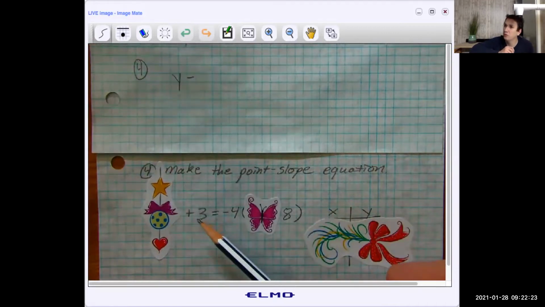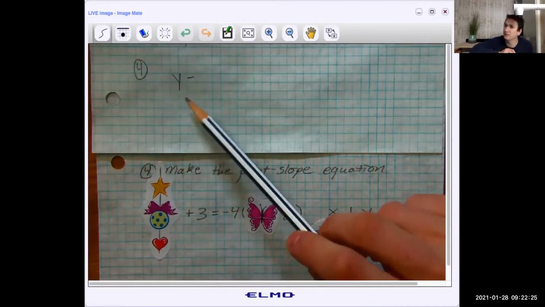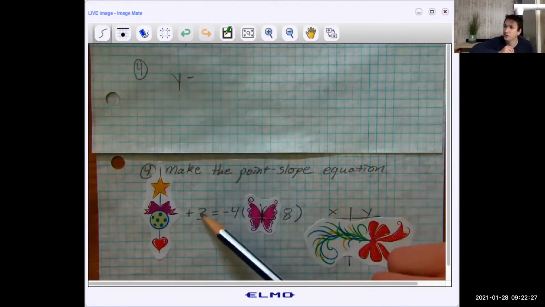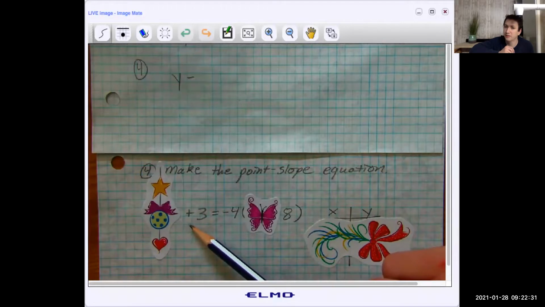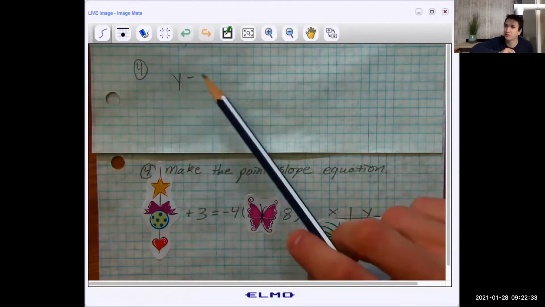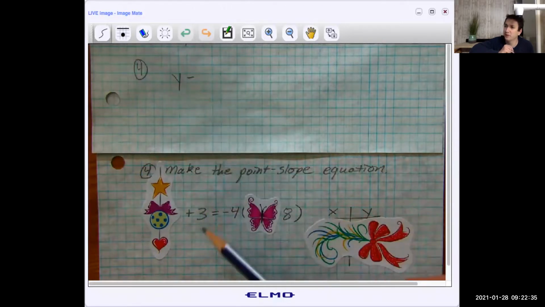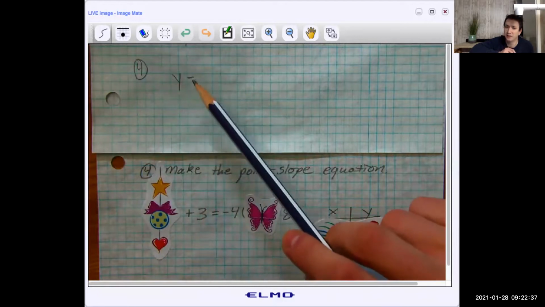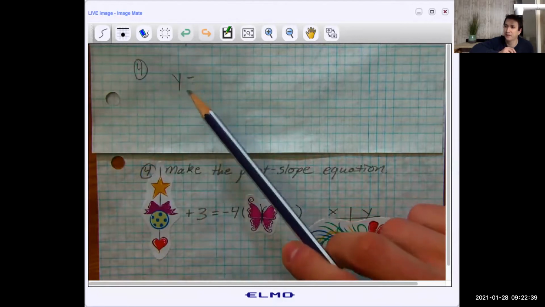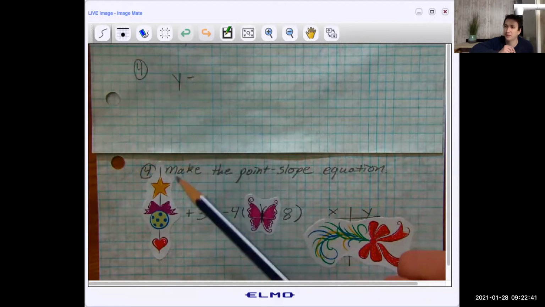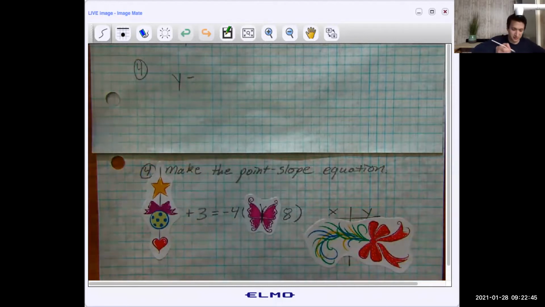Why is this a plus and not a minus? Thank you, Mateo. The question was, why is this a plus? It's supposed to be a minus, right? Yeah, good, because it was a negative. Good, you guys got it.